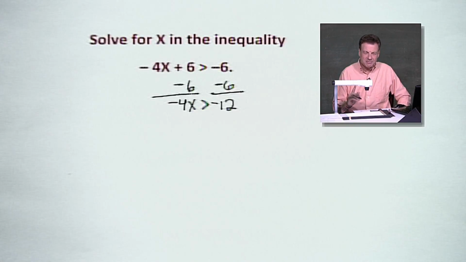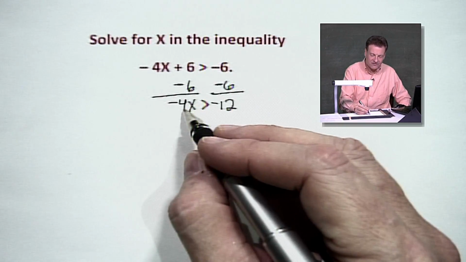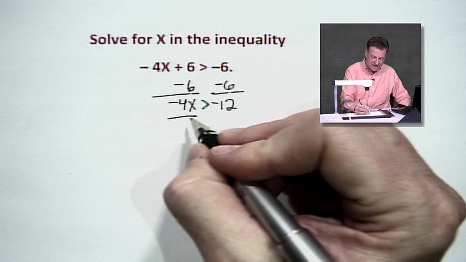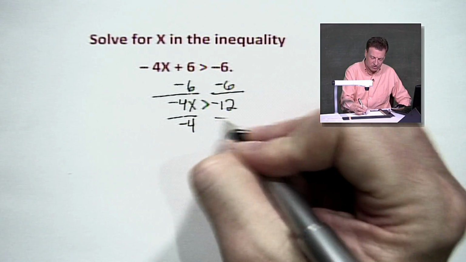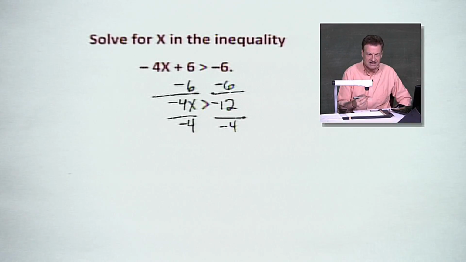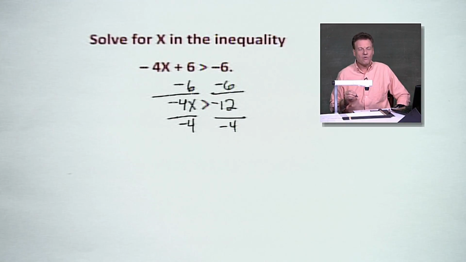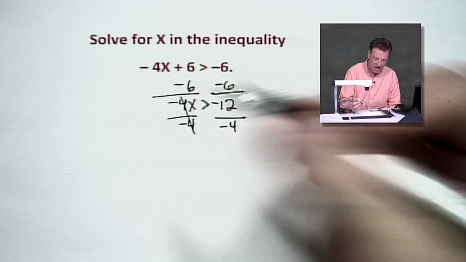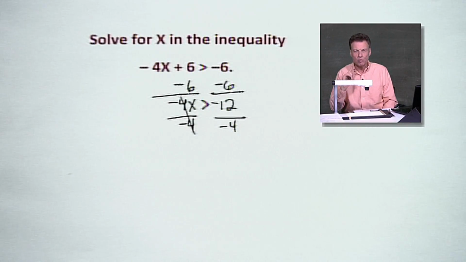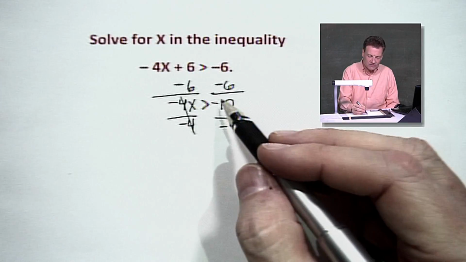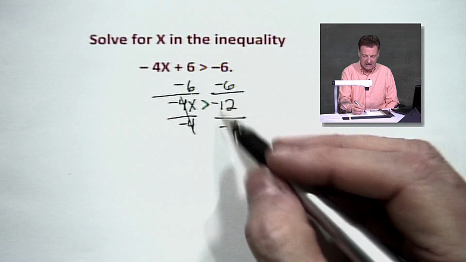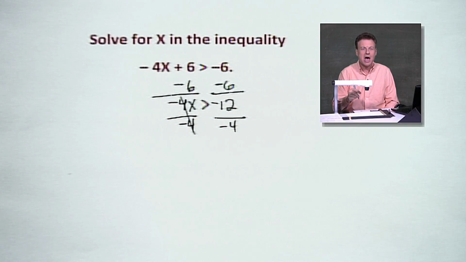Now, here's where the game gets interesting. We've got a negative 4 that we are going to divide both sides through by. So we're going to divide negative 4 into negative 4x. We're also going to divide negative 4 into negative 12. Now watch carefully, because these negative 4s cancel out, they divide each other out and give us 1. But over here, we've got a negative divided by a negative, which gives us positive. You guys remember that. Positive it is.